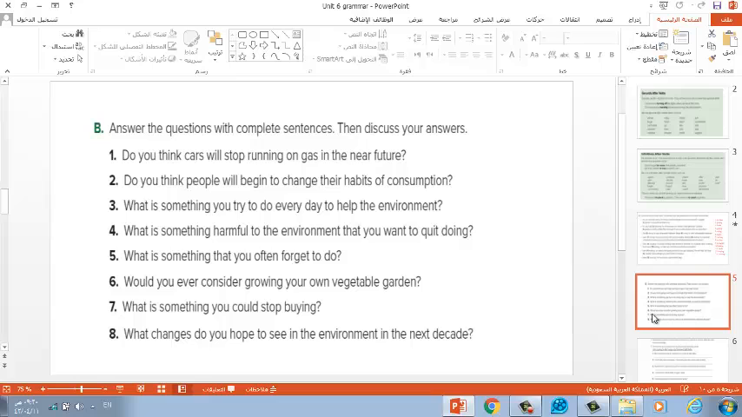Now, do you think people will begin to change their habits of consumption? Why or why not? Consumption means the using of something, the use of something. People have habits for consumption. Some people have healthy habits while others don't. Those who have healthy habits of consumption know what they exactly need and they do not exceed in that.